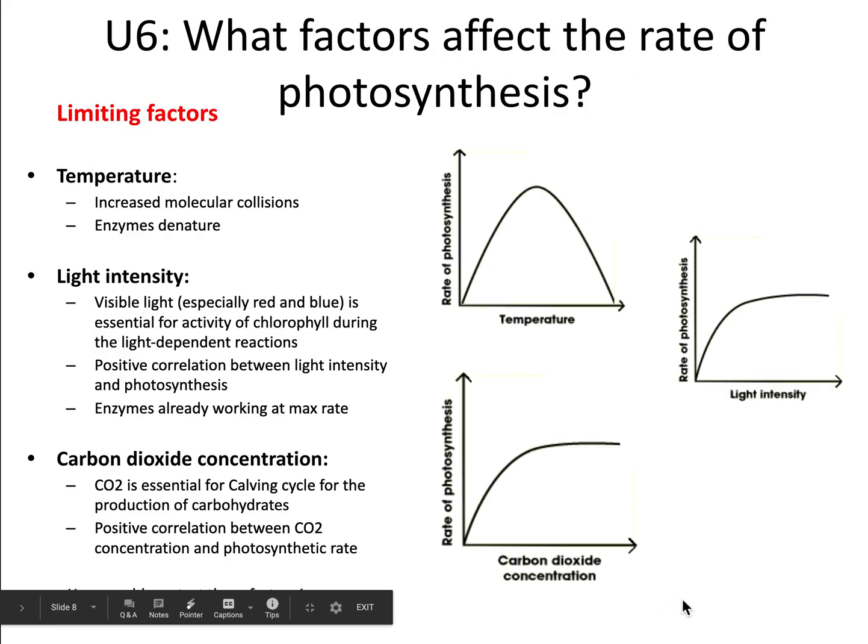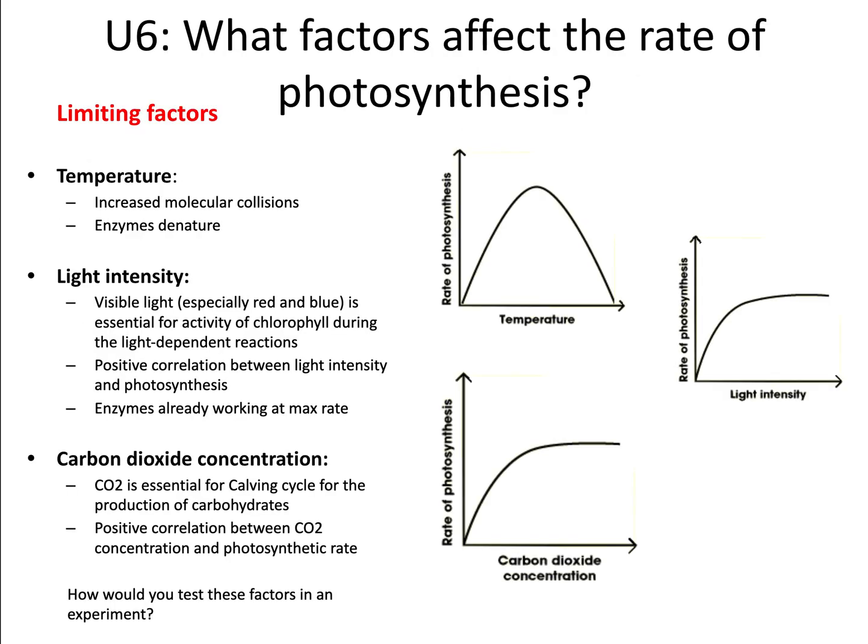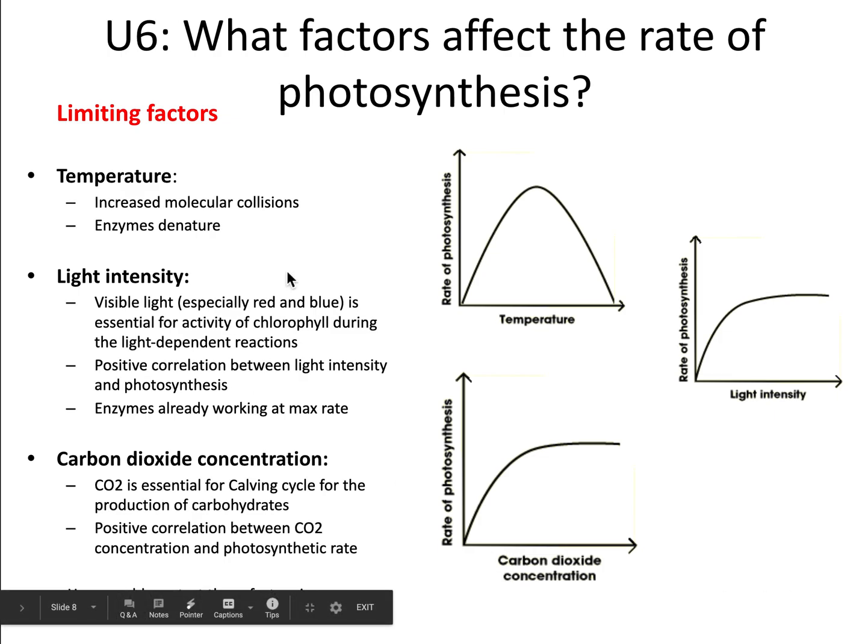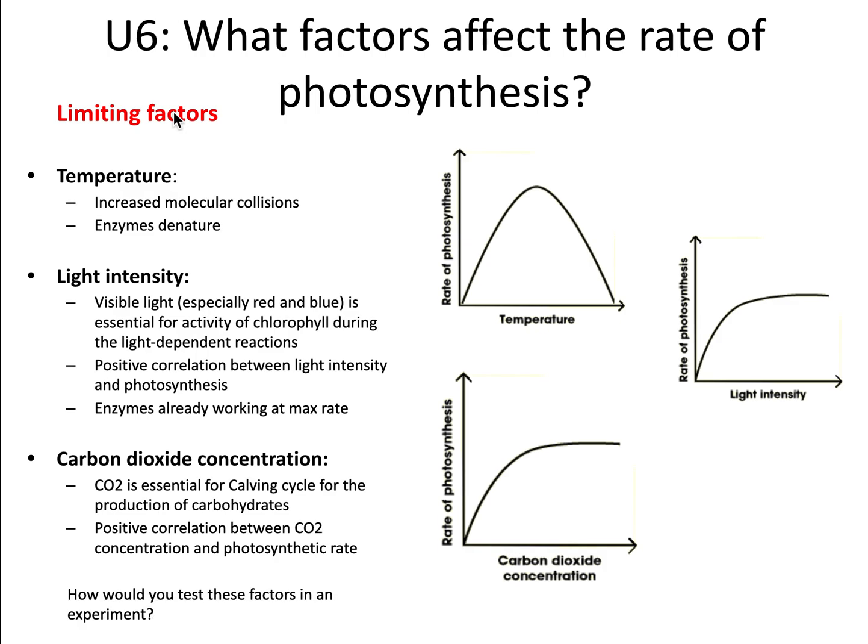Okay, understanding 6: what factors affect the rate of photosynthesis? There are a couple of things that could affect how fast photosynthesis happens and how efficiently it happens. We have 3 limiting factors here: temperature, light intensity, and carbon dioxide concentration.